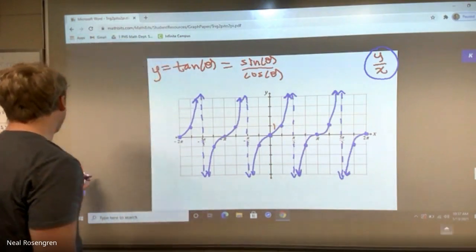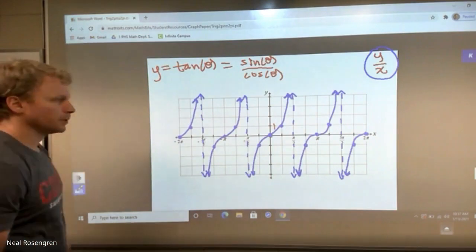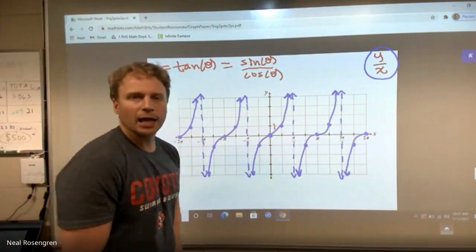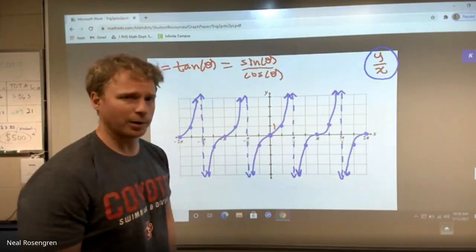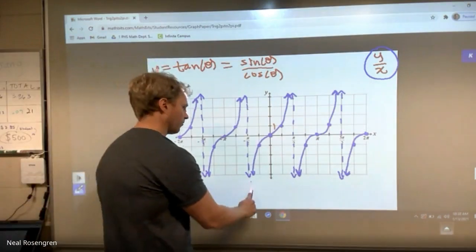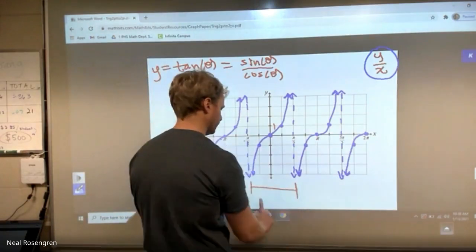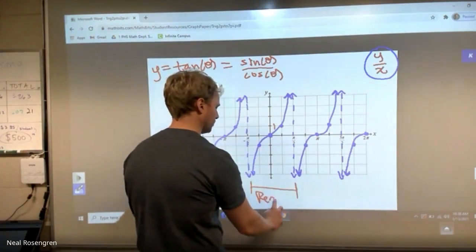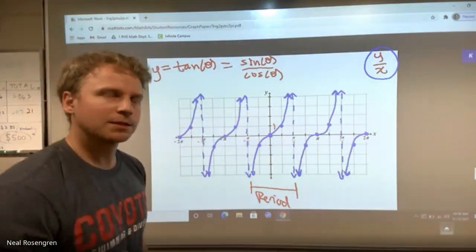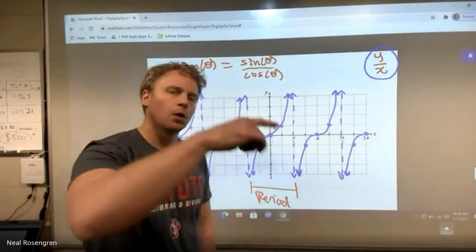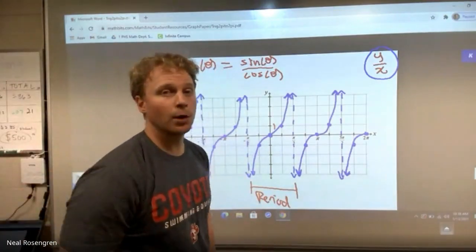But what hopefully you start to see is that the length of time that it takes to complete one of these full cycles is not 2 pi. From here to here is the period, and then it repeats, repeats, repeats. So sine and cosine took me all the way around the circle to go through that one full cycle.